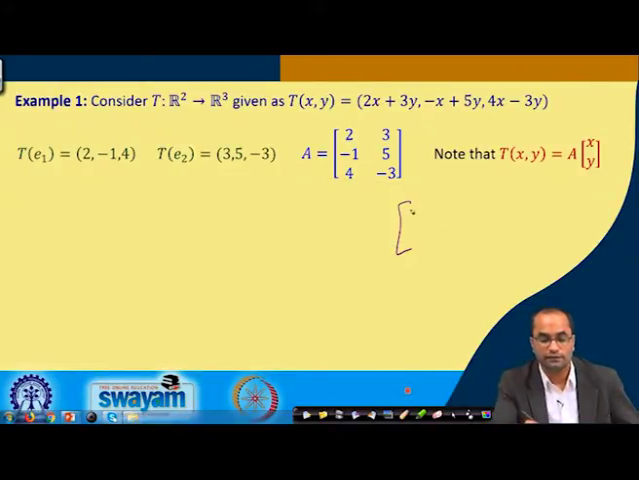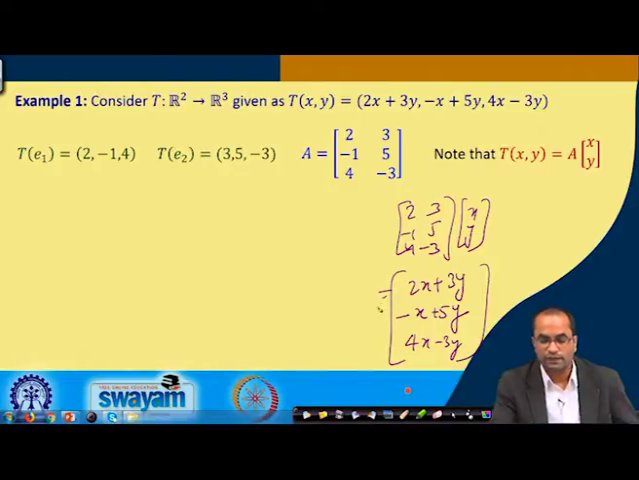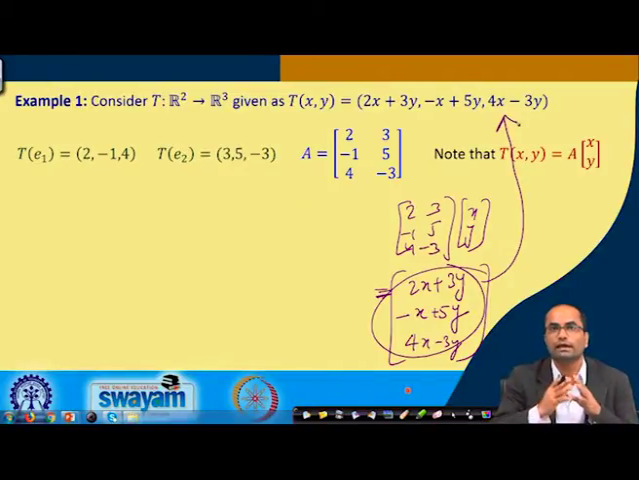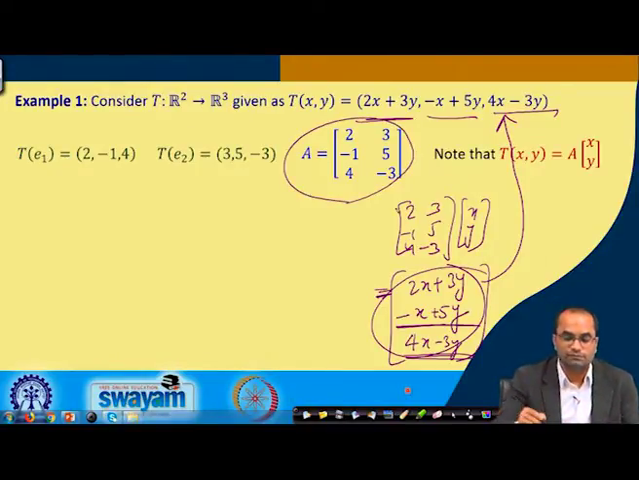Because if we multiply A, which is 2 3, minus 1 5, and 4 minus 3, with this x y, what do we get? 2 times x plus 3 times y, the second component minus x plus 5 y, then 4 x minus 3 y. So, we are getting exactly the same mapping which was defined with the help of T. The first component is 2 x plus 3 y, then minus x plus 5 y, then 4 x minus 3 y. So, the given linear map we have defined with the help of this matrix A.